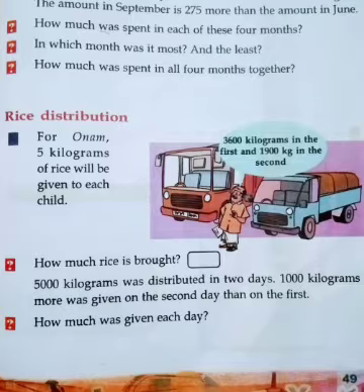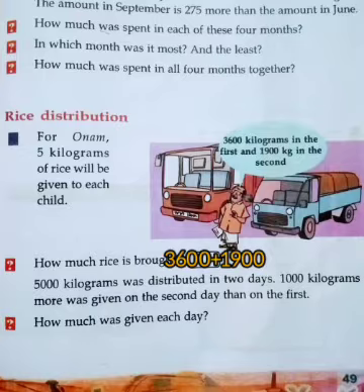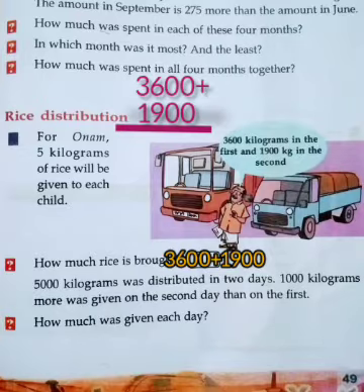Total how much rice? How can we find? Yes, by adding 3,600 plus 1,900, we get the total rice. Add these numbers, 3,600 plus 1,900. What is your answer? How can we add this? Yes, like this. 3,600 plus 1,900. What is the answer? Yes, 5,500. How much rice in total?